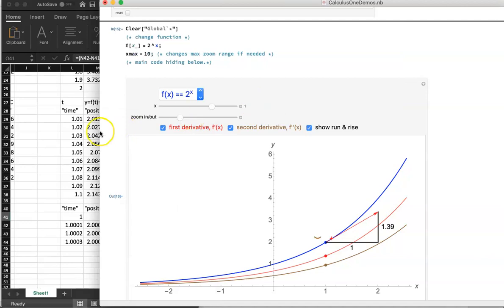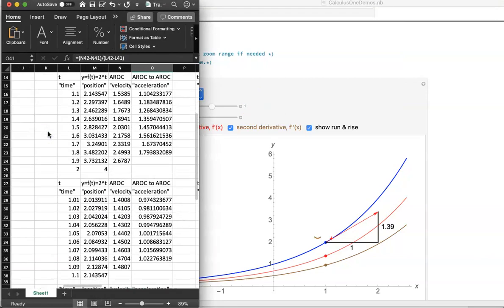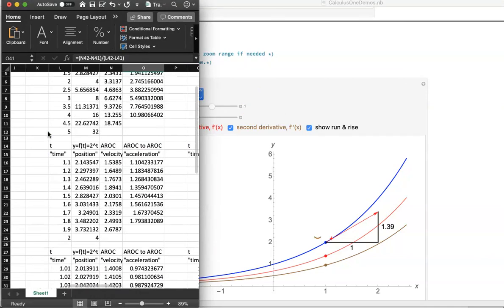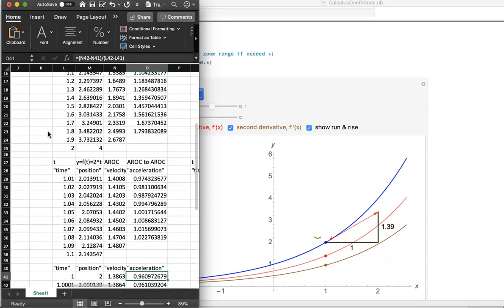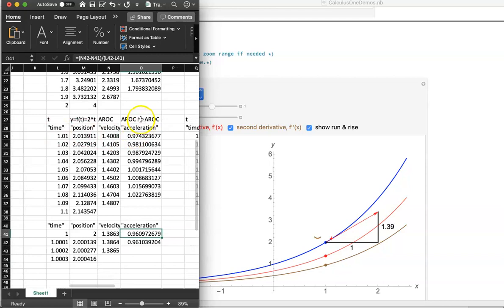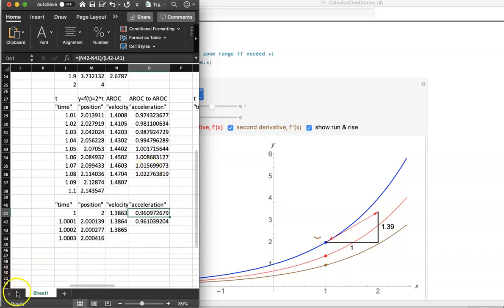All right, so that's our first hint at the exponential functions, and we can see that the thing about the exponential functions is that the acceleration and the velocity are no longer constant, and they are changing in a very special way, and we'll look at that in the next video.